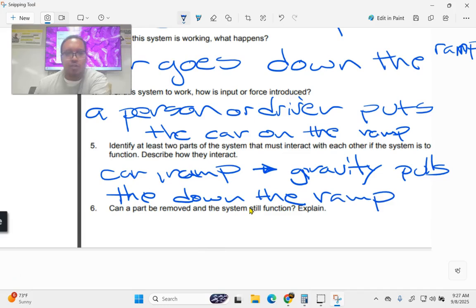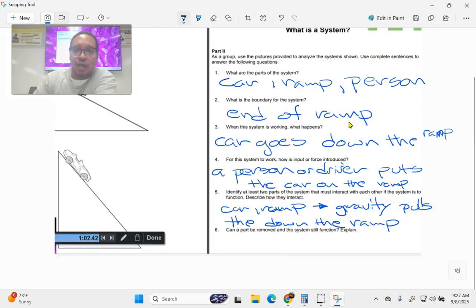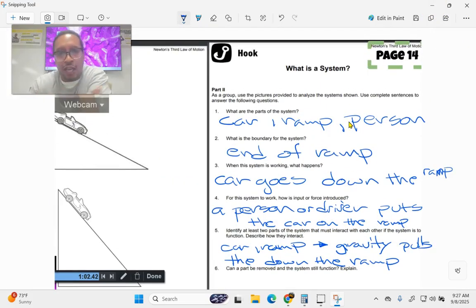Now, last question. Can a part be removed from the system and it still function? And this is something important. The simpler a system is, the more important all the parts are. So in this case, we could not remove anything from the system and have it still function. So make sure that you answered all of those questions for today, and then we'll keep it pushing. Boom. All right.